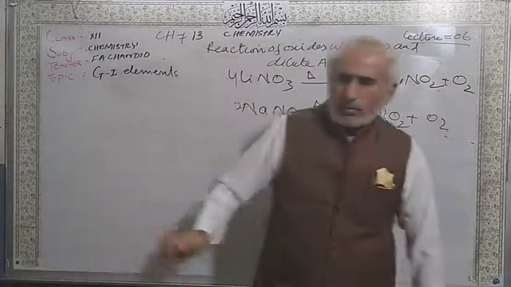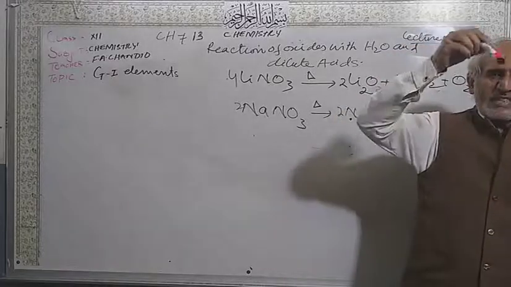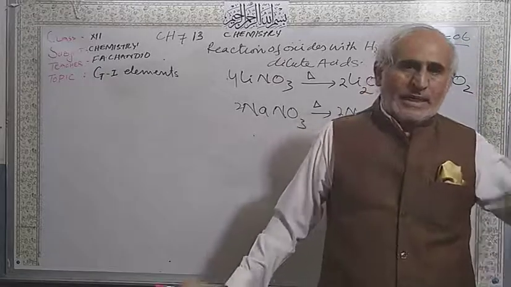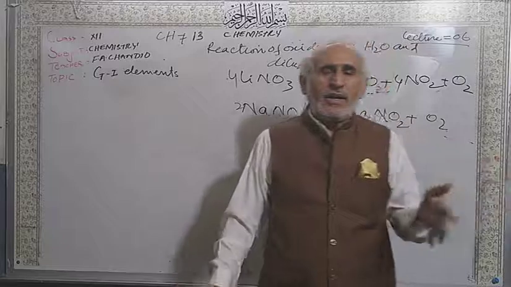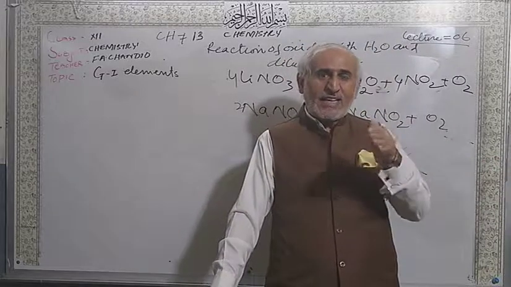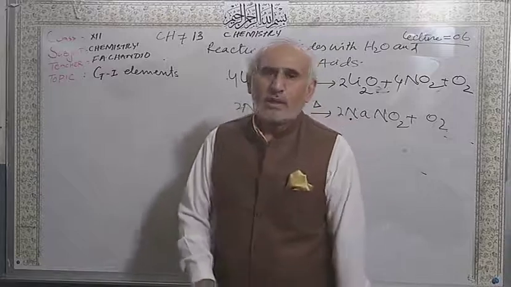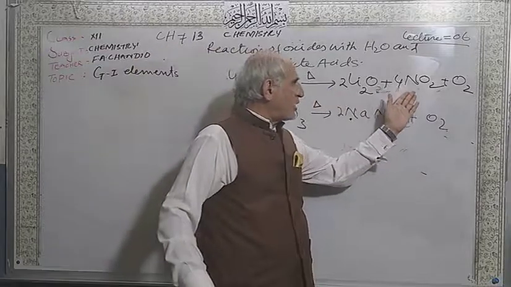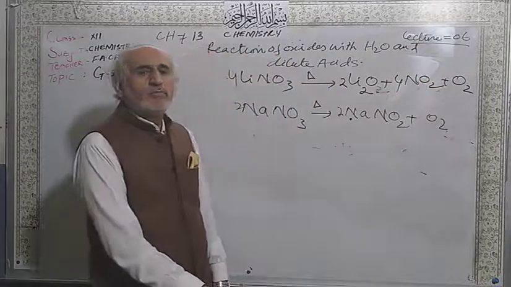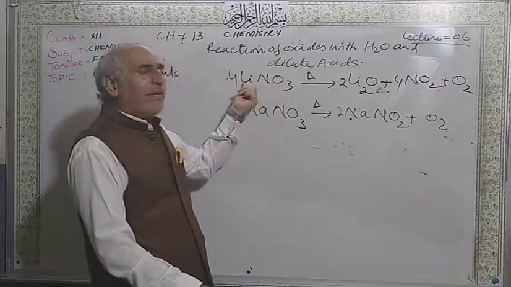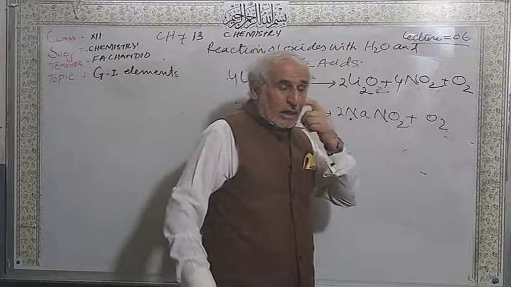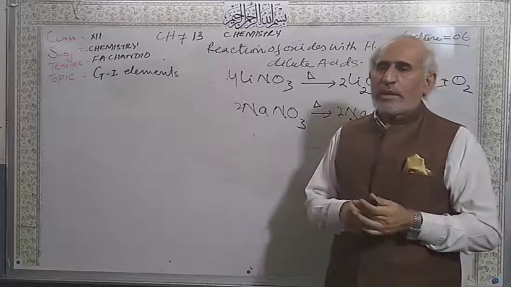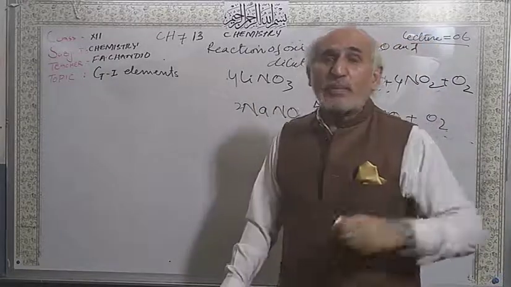But I am telling you something which is not mentioned in the book. Actually, the first element of the group resembles the second element of the next group. Lithium is the first metal of group 1 and it shows resemblance with the second element of group 2, magnesium. If I heat magnesium nitrate, it gives magnesium oxide, nitrogen dioxide and oxygen gas. That is why lithium shows resemblance with magnesium.